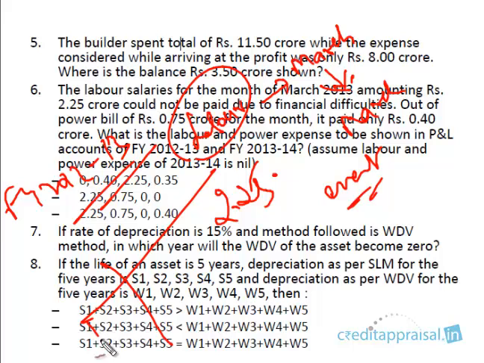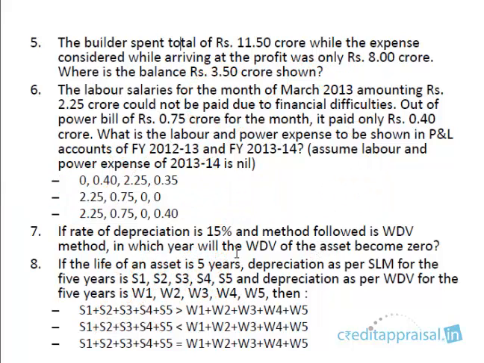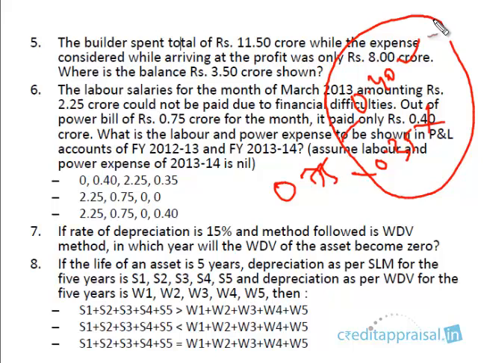This 2.25 crores you have to show in the financial year 12-13, even though the payment was not made. Similarly, out of the power bill of 0.75 crores, 0.4 was paid and 0.35 could not be paid, but we are not concerned with the movement of cash as per the accrual system of accounting. Whether the company paid 0.4 or 0.2 or didn't pay anything, that's immaterial.